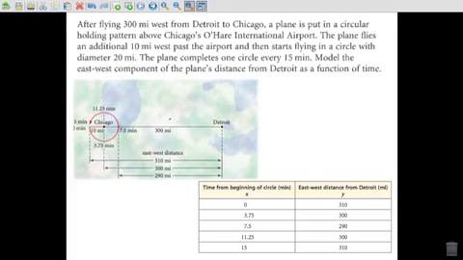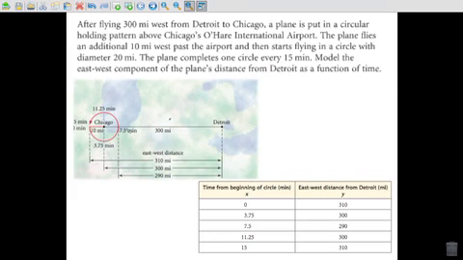The plane flies an additional 10 miles west past the airport and then starts flying around the airport in a circle with a diameter of 20 miles, and it completes one circle every 15 minutes. It says model the east-west component of the plane's distance from Detroit as a function of time.